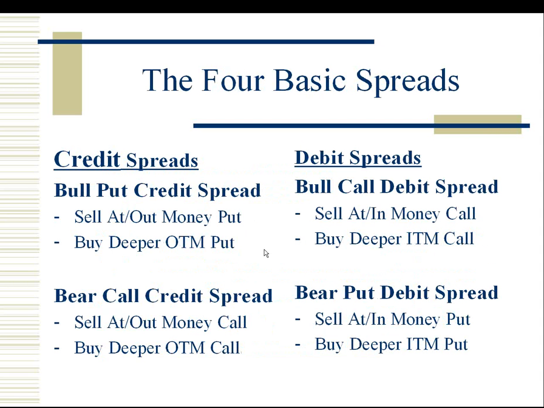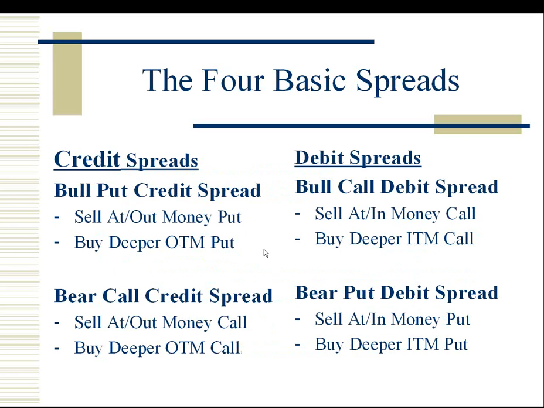Our four basic spreads, we have credit spreads. First one is the bull put credit spread. To enter a bull put credit spread, we're going to sell an at or out of the money put option. So if you have a stock trading at 50, we may sell the 50 put, or we may sell the 47.5 put, or the 45, for example.